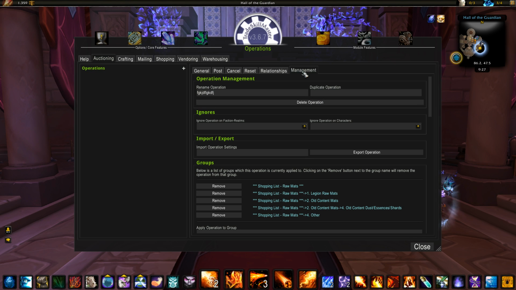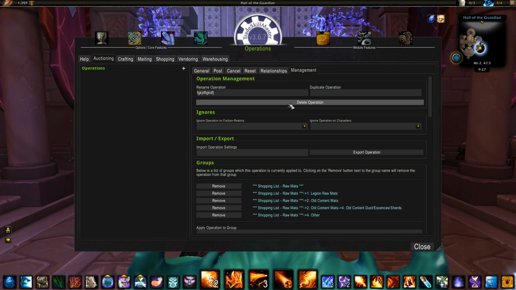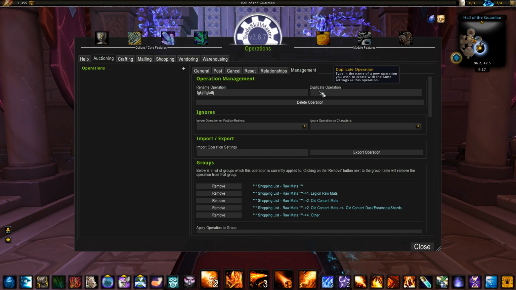And then management. In here you can either just delete the operation, or you can duplicate it. If you've made this operation with custom prices and you want to save yourself time and trouble, you can just copy it, give it a slightly different name, and then adjust the stack size, or how many you want to post, and you keep all of the rules that you've built in your custom prices. That's a really neat feature. I use that all the time.